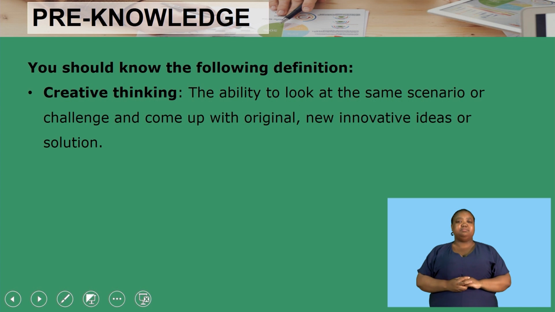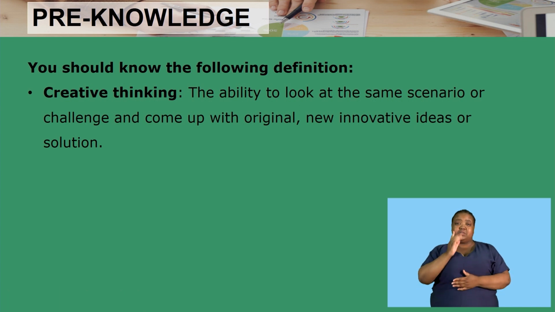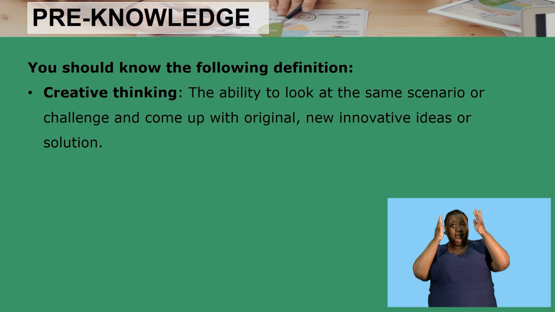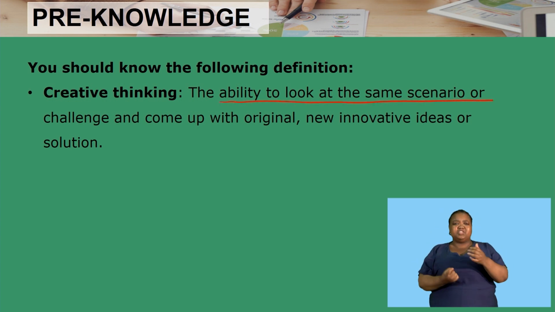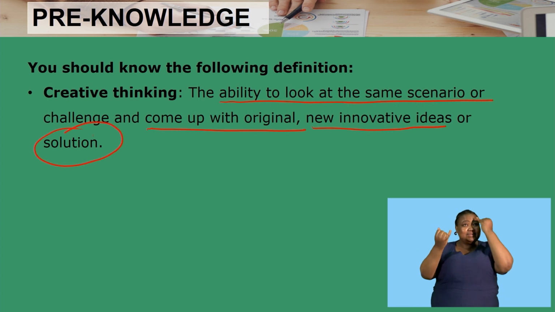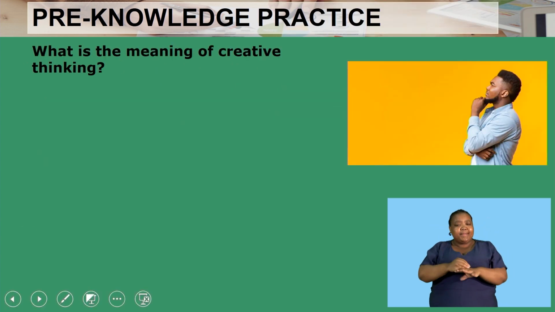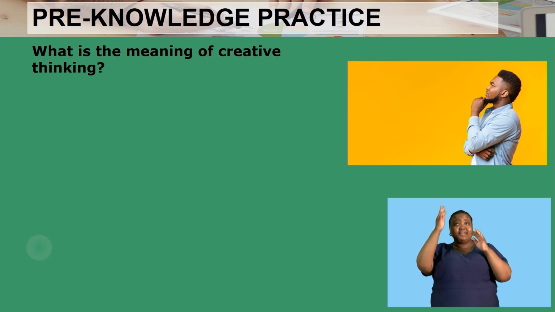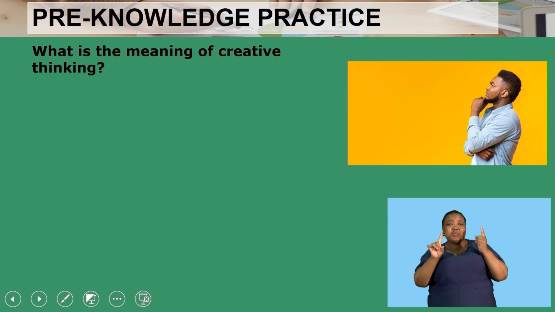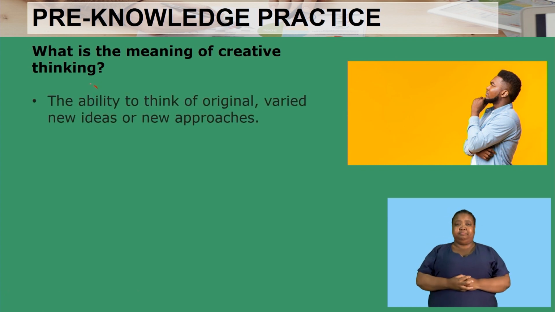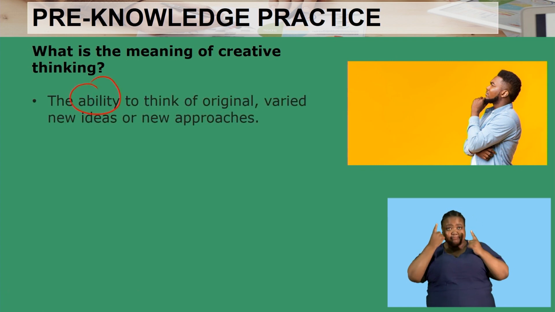Right. So what is it that you should know? You should know the following definition. Creative thinking. What is creative thinking? The ability to look at the same scenario or challenge, but come up with original, new, innovative ideas or solutions. That's what you'll be doing as a creative thinker. Right, let's test if you still remember what I just said. What is the meaning of creative thinking? Right, it is the ability to think of original, varied new ideas or new approaches.